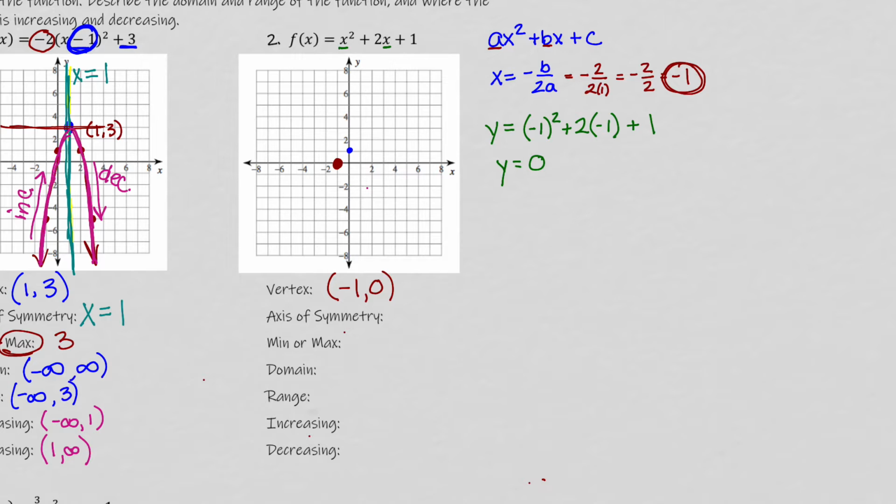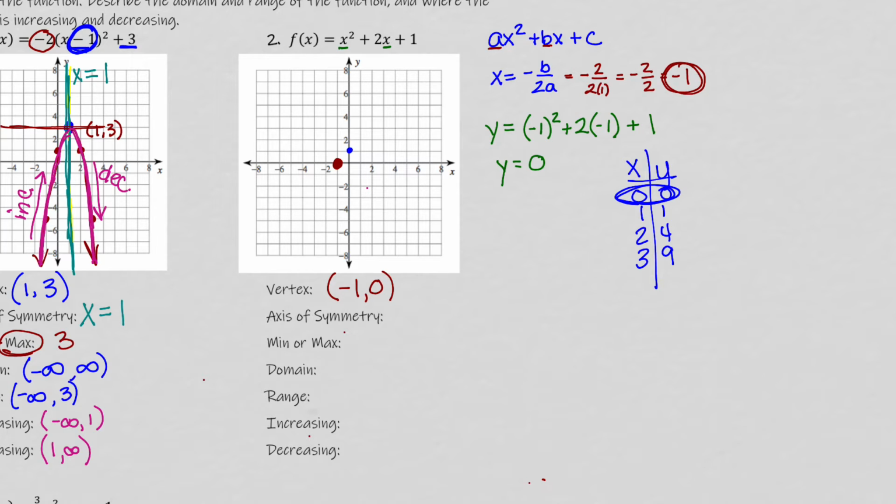Okay, those points that we memorize: 0, 0, 1, 1, 2, 4, 3, 9. Take the x values and square them. Y equals x squared. That's the parent function. My a here is 1, so I'm not multiplying y by anything. So from that point, I'm going to graph these. Remember, this is your vertex.